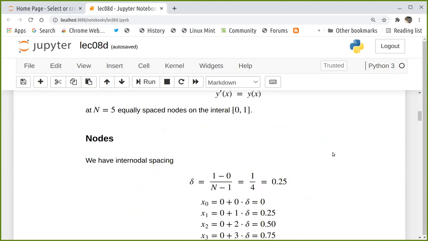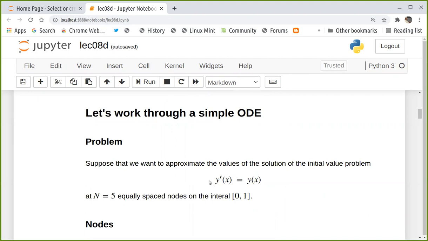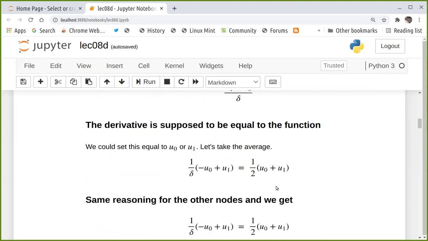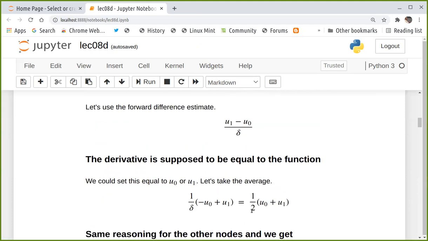Okay, now the question is, let's go back here and say if I'm using forward difference to estimate derivatives of these yi's, then the question is, how do I approximate the actual value of the function? Okay, so there could be different ways of doing it. All right, so one way of doing it would be to say 1 over delta times minus u0 plus u1. That's the forward difference estimate at u0. And then I could say that's supposed to be equal to u0.